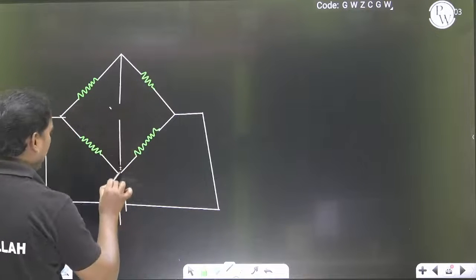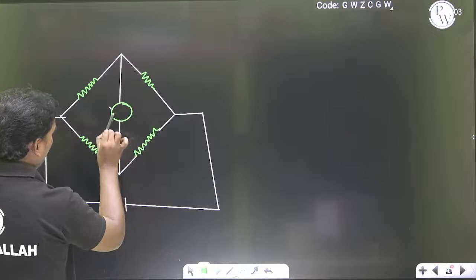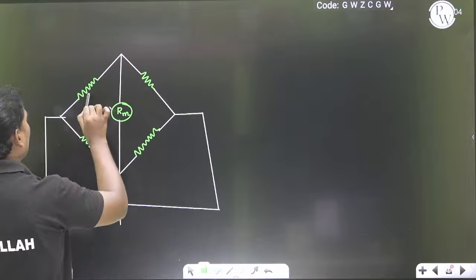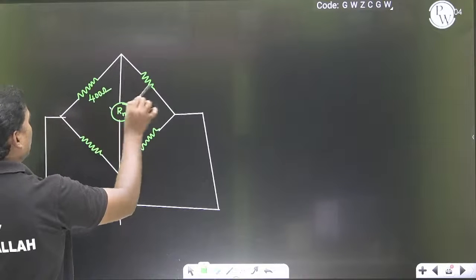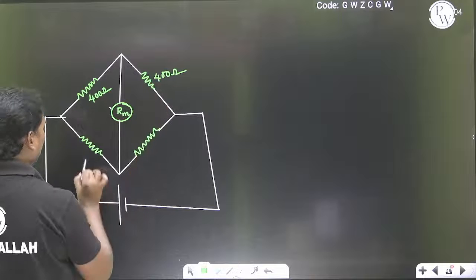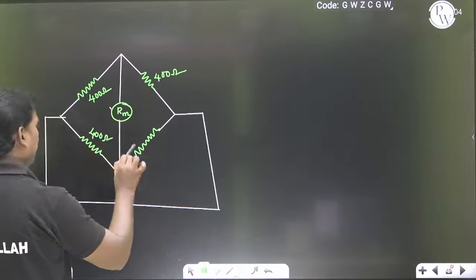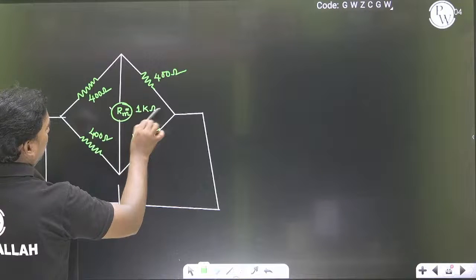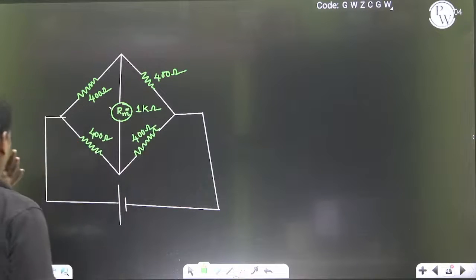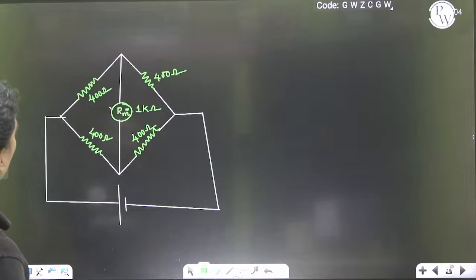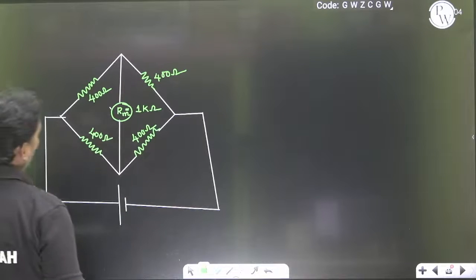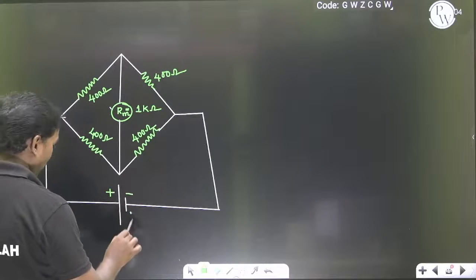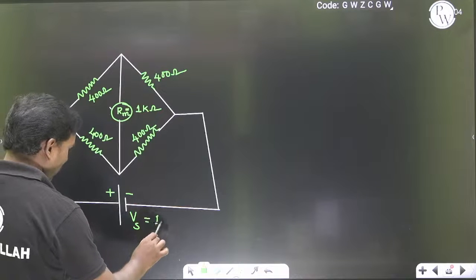There is a galvanometer, but this time the meter is having some resistance. This is 400 ohms. This is 400 ohms. This is 400 ohms. This is 400 ohms. The meter resistance is 1 kilo ohm. This is a supply voltage. Supply voltage is suppose 12 volts.